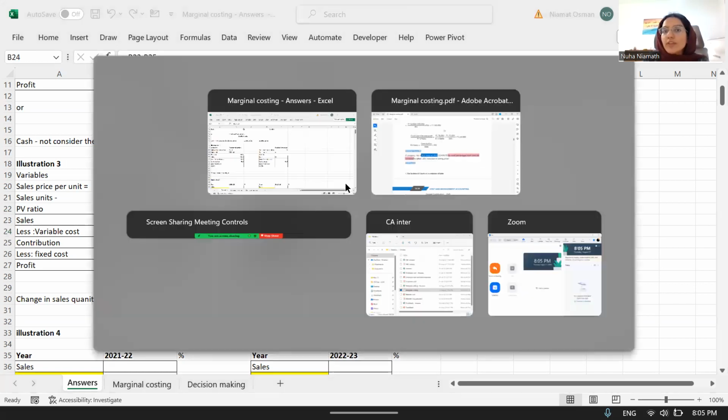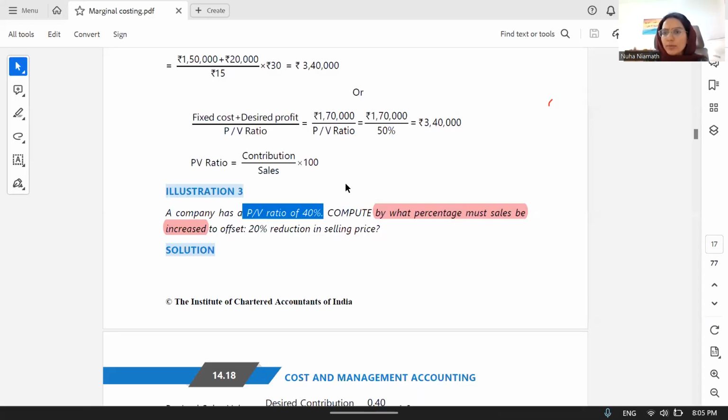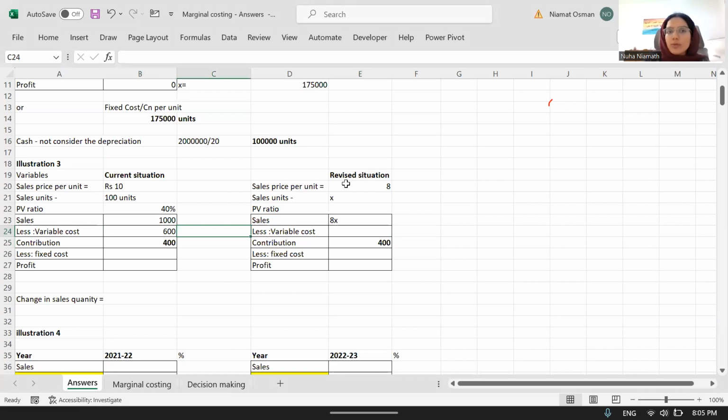And my variable cost, we can take it from here. There is no change in the variable cost. What is my variable cost? 600 divided by 100 units, 6 rupees, correct? Per unit, my variable cost is 6. So here it will become 6X. Is everybody following? Please let me know if somebody is not able to follow.